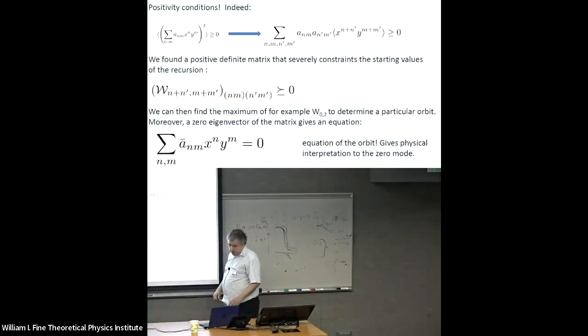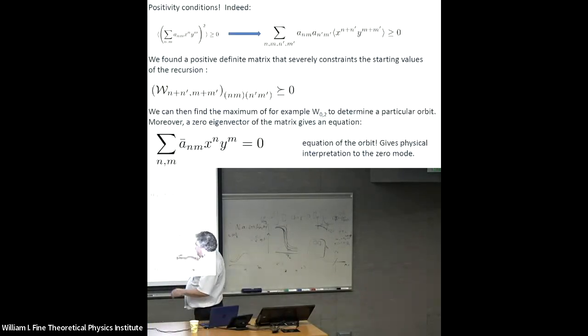And suppose I want, in some sense, the tallest periodic orbit. I can try to maximize W02, that means the average value of y squared. And I maximize this with the condition that the recursion relations are satisfied and this matrix is positive semi-definite. And you get the value, and this you can compare with what you get from the differential equation, and it's the same.